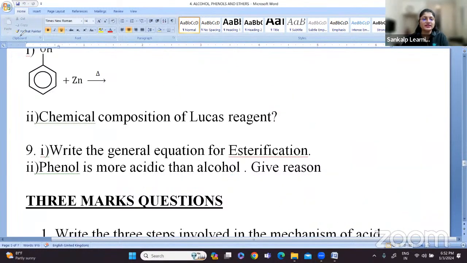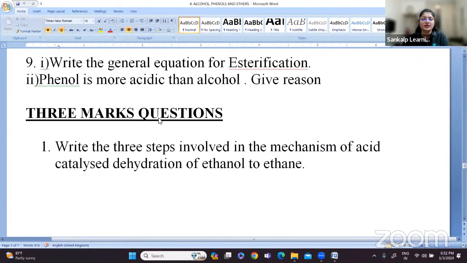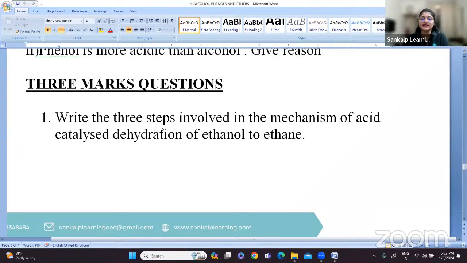So next are the 3 marks questions. The first question: write the 3 steps involved in the mechanism of acid catalyzed dehydration of ethanol to ethene. This question is a must, like your SN1 and SN2 mechanism. In the previous chapter, we studied SN1 and SN2 mechanism. This also is a 5-star question, very important. You have to practice it. You can score here. For this, you will get 3 marks.